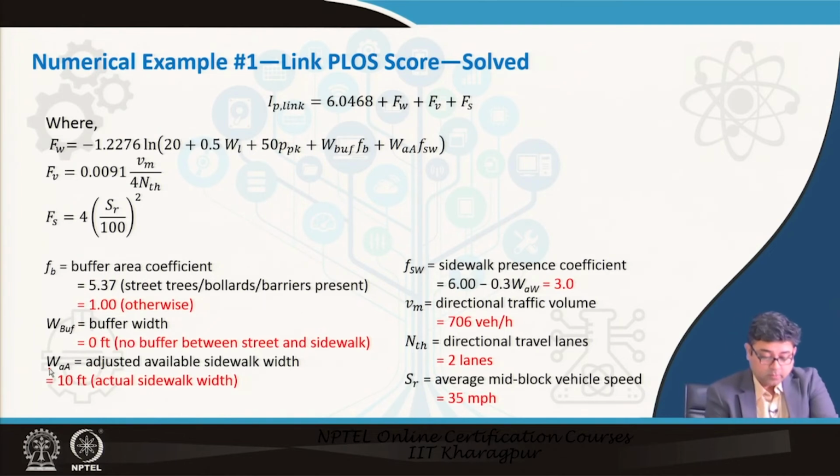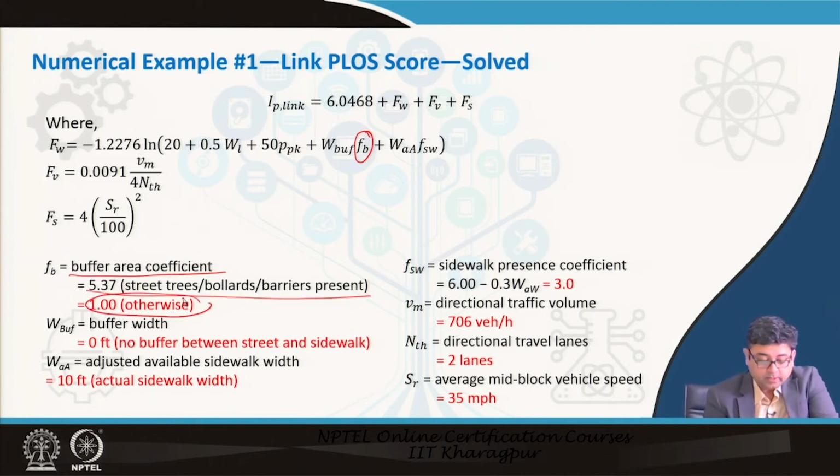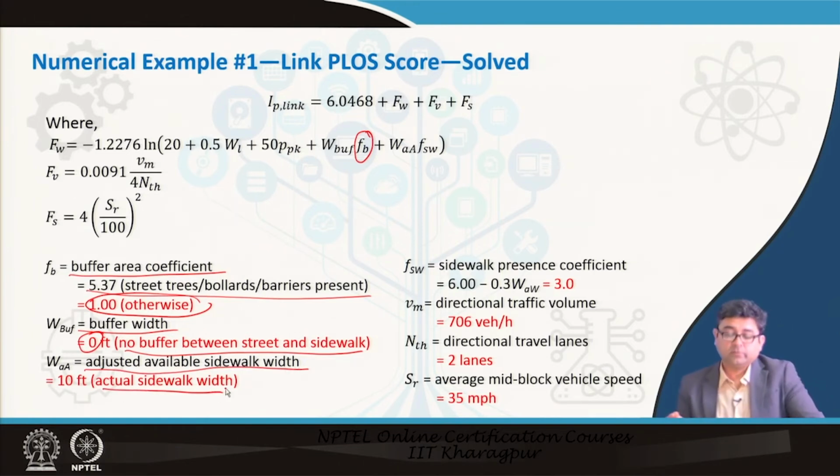Once you know all of these 3, how do you determine this factor, the buffer area coefficient? It is 5.37 if it is continuously present at a height of at least 3 feet, but in this case it is not present. Nothing is given to you saying that it is continuously present at a height of 3 feet. So, we will consider FB as 1, right. Buffer width, since no buffer has been mentioned, we will take it as 0, and the adjusted sidewalk width available is the actual sidewalk width, because we have not said that anything is encroached upon on that sidewalk. So, we will take the entire width.